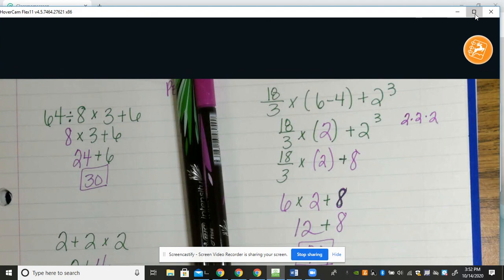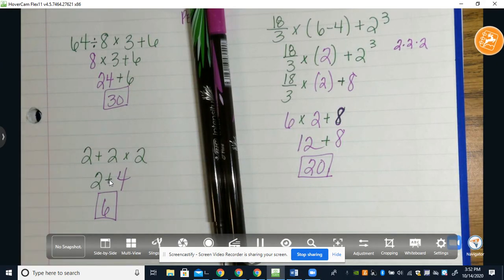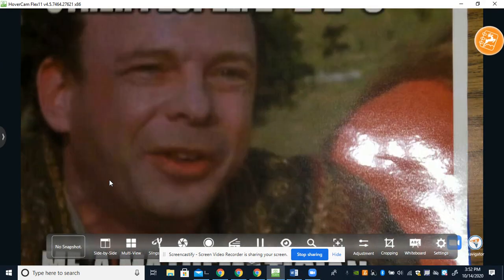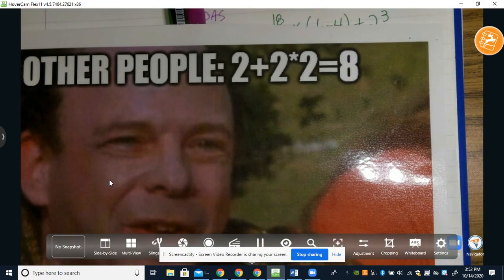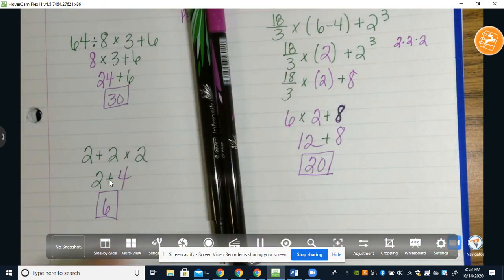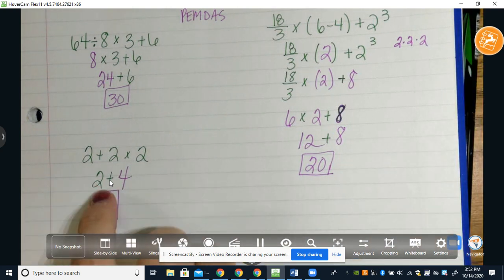So here we go. So the answer, you fool, is 6 and not 8. Guys, order of operations, you've got to follow it in order for it to work.